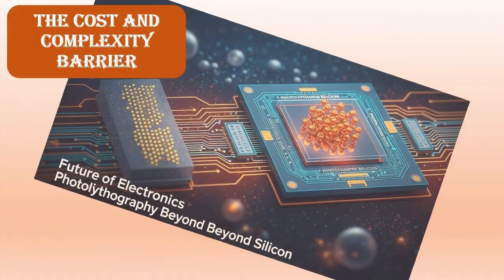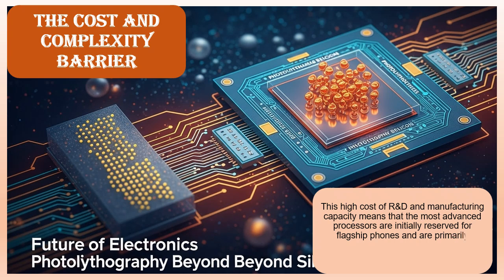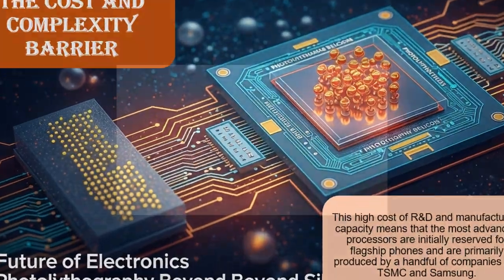This high cost of R&D and manufacturing capacity means that the most advanced processors are initially reserved for flagship phones and are primarily produced by a handful of companies like TSMC and Samsung.